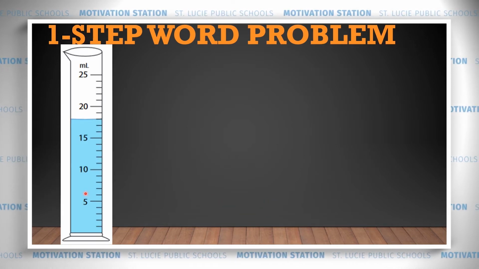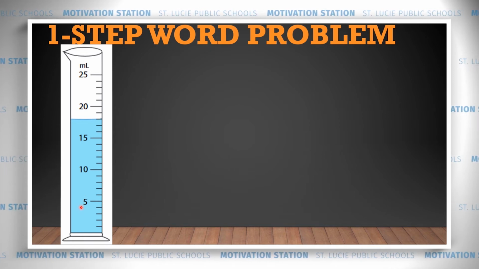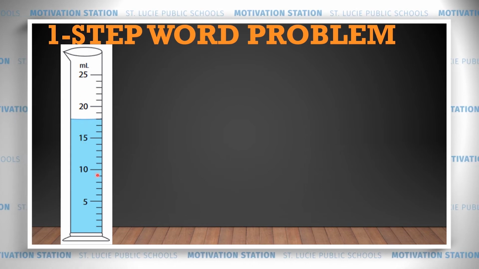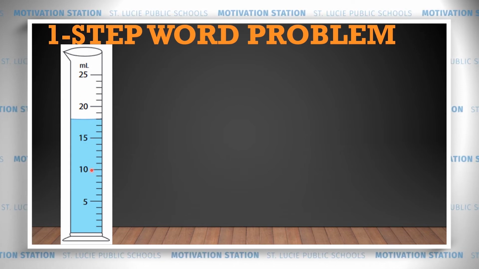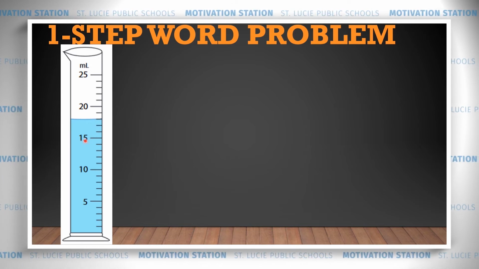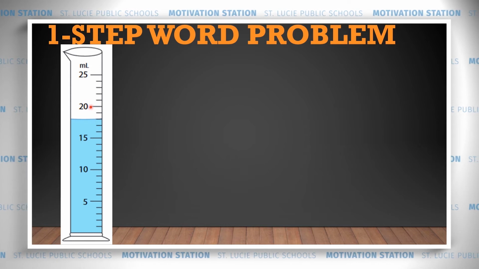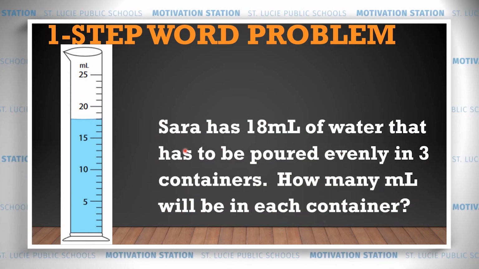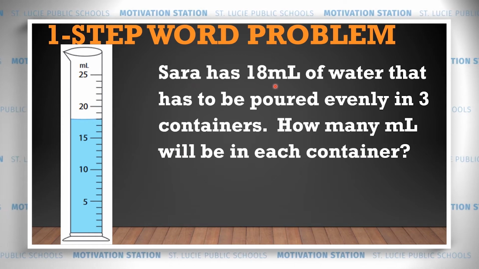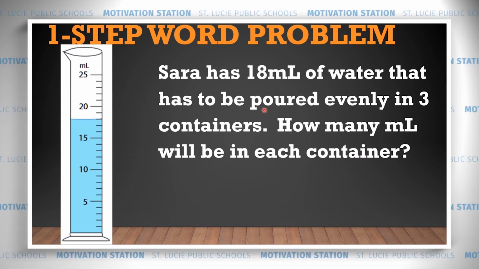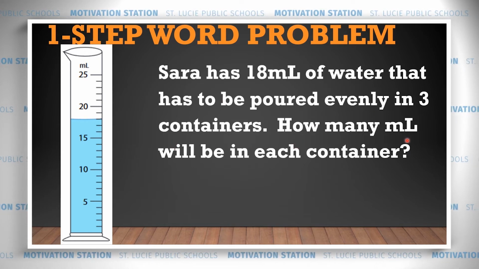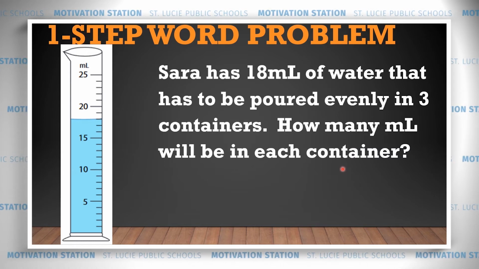Let's take a look at this word problem. The picture counts by 5s, and in between each 5, there are 5 lines, so the scale is 1s. It's counting by 1s. So this one has 15, 16, 17, 18 milliliters in it. Let's read the problem. Sarah has 18 milliliters of water that has to be poured evenly into 3 containers. How many milliliters will be in each container?